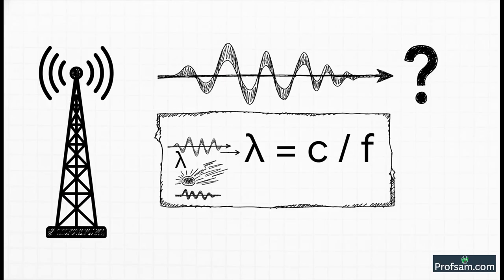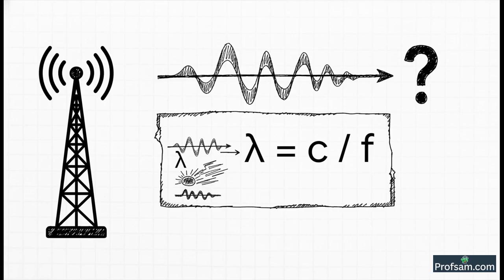Okay, so here's the question. A radio station broadcasts at a frequency of 100 megahertz. Simple. We need to find its wavelength, which we call lambda. Now, there's one simple formula that connects everything. You've probably seen it before. Speed is equal to frequency times wavelength.